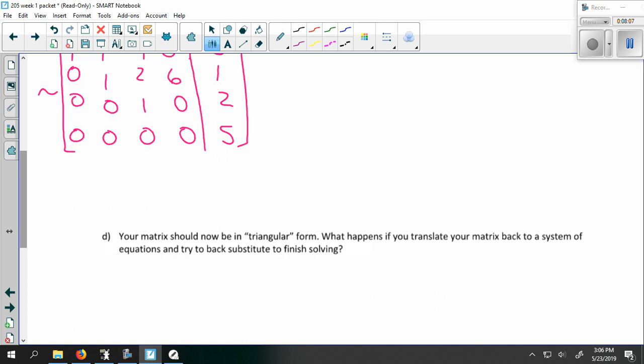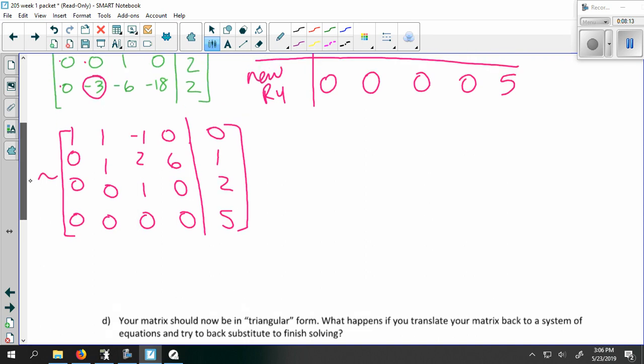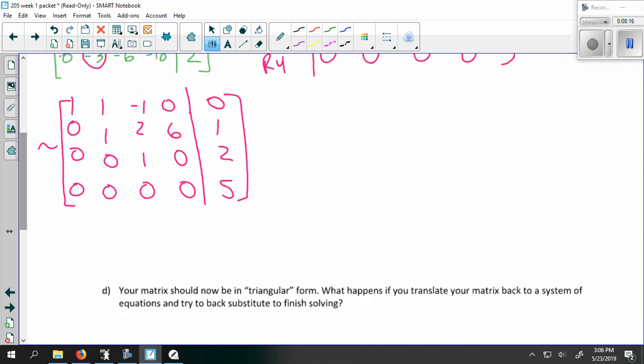So what happens if we translate this matrix back to a system of equations and try to back substitute and finish solving? I'm going to do that right next to this matrix. This first row says x1 plus x2 minus x3 equals 0. These are the coefficients on x1, x2, x3, x4. The vertical line is equals, and the final column is the constants.